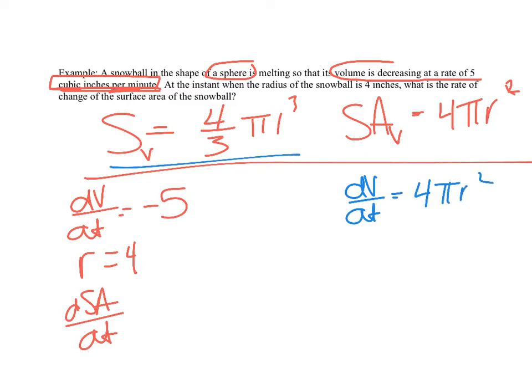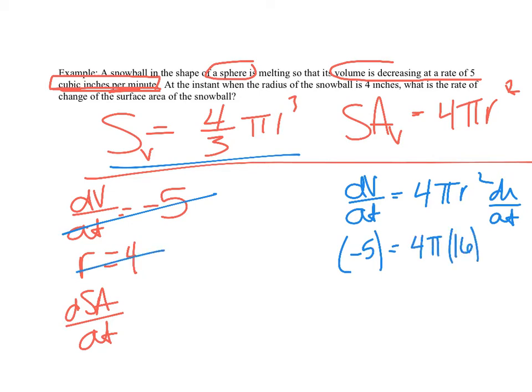So I'm taking the derivative of surface area, dr/dt, and I'm plugging in what I know. dV/dt is negative 5, so I'm using that. 4 pi, they gave me r, I'm going to plug that in. 4 squared is 16 times dr/dt.